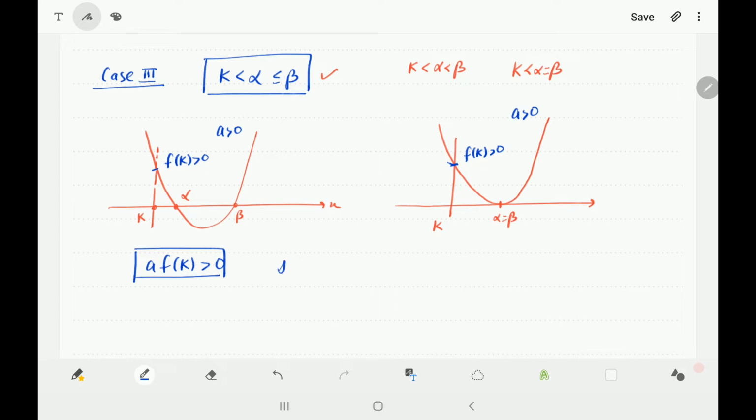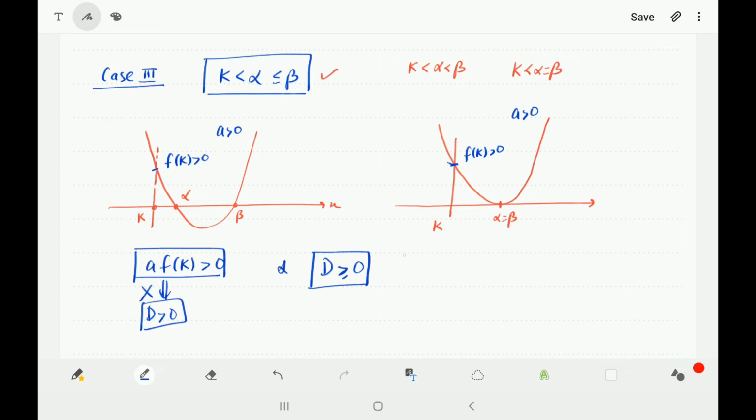Now the second condition in this case will be d is greater than or equal to 0, because if you see the first diagram here, d is greater than 0, and in the second diagram d is equal to 0. So combining these two, you will get d is greater than or equal to 0. It is very important to apply this condition here, because a into f of k greater than 0 doesn't make sure that d is greater than 0, but in the previous cases, a into f of k less than 0 was already making sure that d is greater than 0.